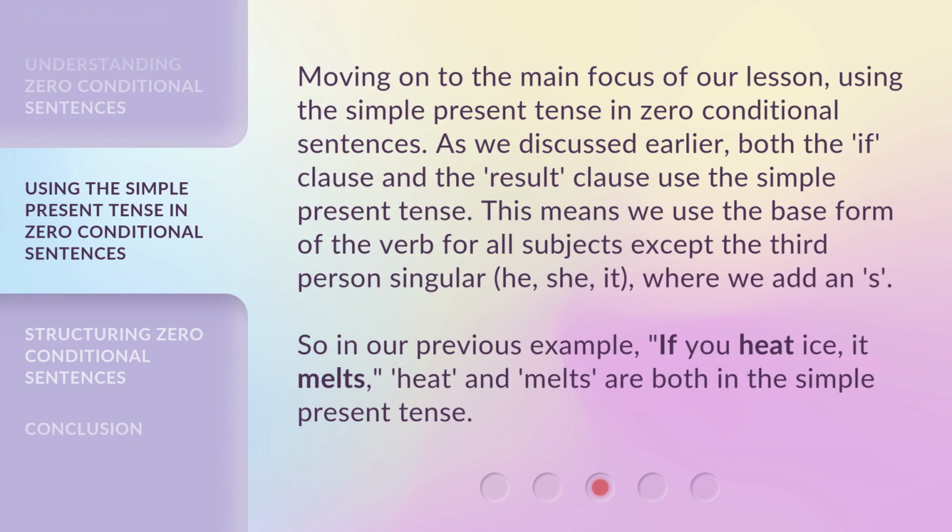Moving on to the main focus of our lesson, using the simple present tense in zero conditional sentences. As we discussed earlier, both the if clause and the result clause use the simple present tense. This means we use the base form of the verb for all subjects except the third person singular, he, she, it, where we add an s. So, in our previous example, "If you heat ice, it melts," "heat" and "melts" are both in the simple present tense.